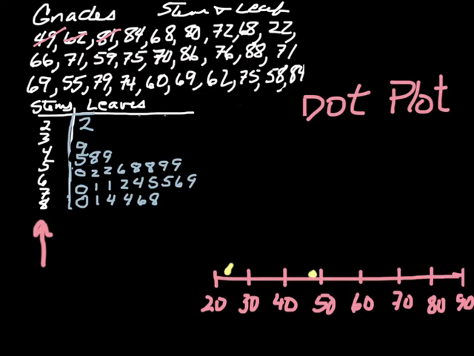49's right there. Then we have a 55, a 58, and a 59. Then we have a 60. We have now two 62s, a 66, and then two 68s, two 69s, a 70, two 71s, a 72, and you can finish this on your own. I'm going to pause and finish it, and then you can come back.